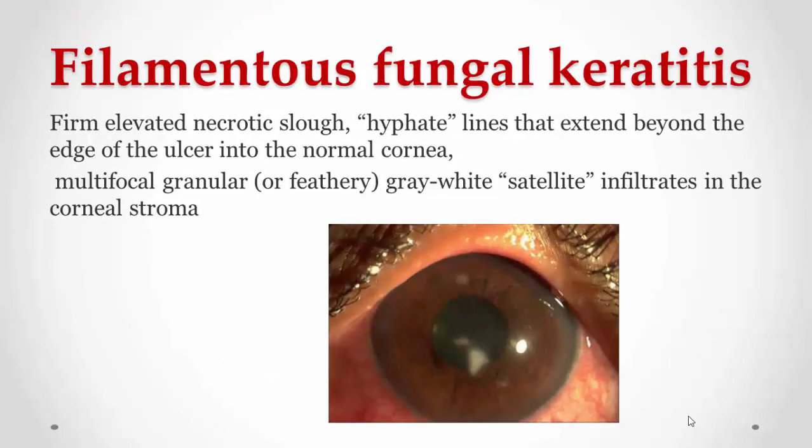Filamentous keratitis is usually characterized by firm elevated necrotic slough and what are called hyphae lines that extend beyond the edge of the ulcer into the normal cornea, causing what are called feathery or satellite infiltrates in the corneal stroma, like in this photo. We can see that there is a primary lesion and here is a satellite lesion away from the primary lesion.